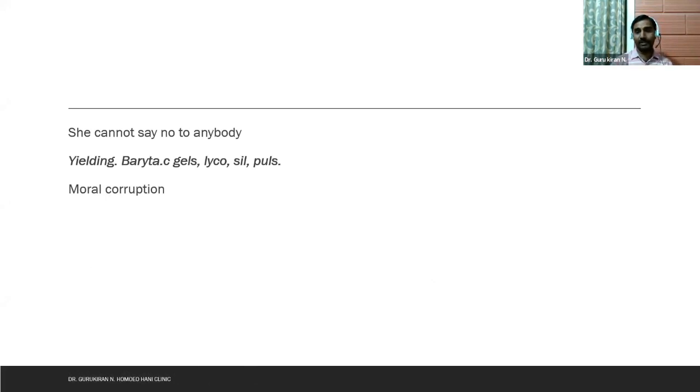Moral corruption. What is it? Moral corruption. Depravity. What is it? Depravity. Now it's election time in Karnataka here. It's moral corruption. We are seeing morally corrupt leaders. Depravity: Anacardium, before opium.